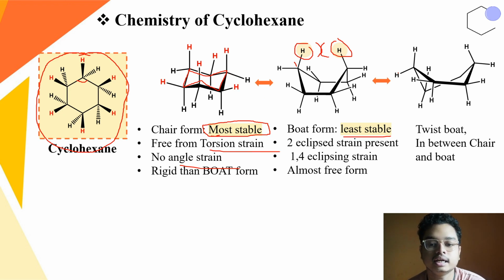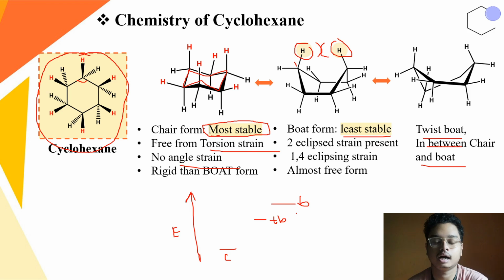Also, there is an intermediate structure between the chair conformer and the boat conformer, which scientists describe as the twist boat system. This is in between the chair and boat conformers. If we go for the energy profile diagram, the chair should be here and the boat should be in the area above, and the twist boat structure is present somewhere between. So this is the general energy profile diagram of the different forms of cyclohexane.